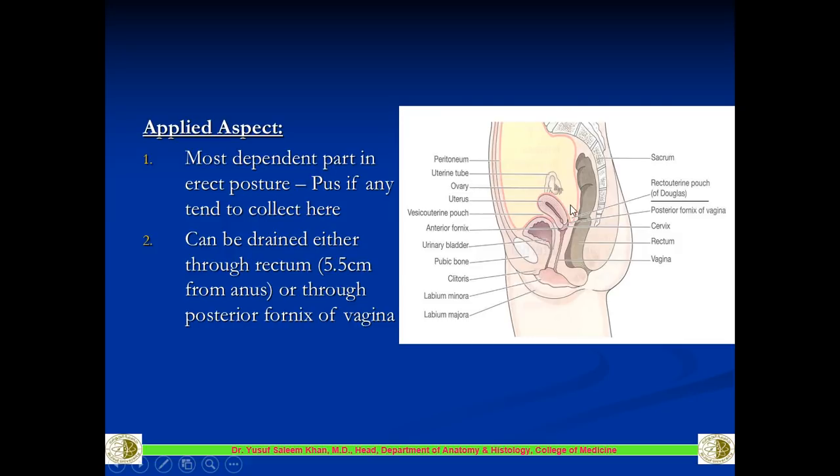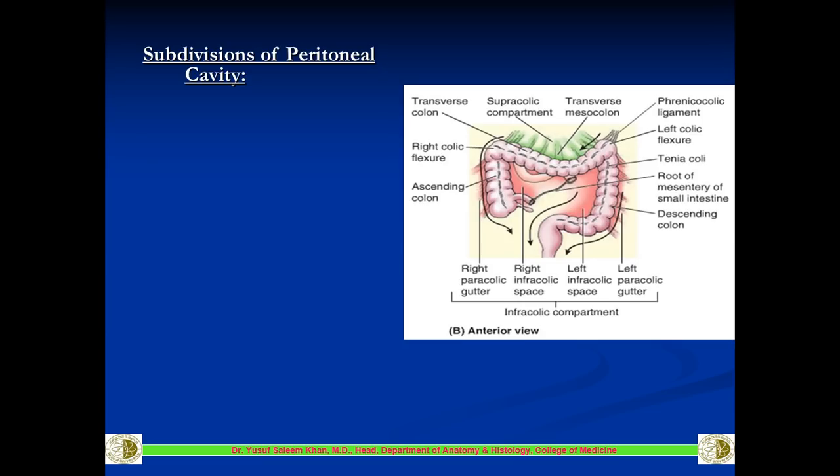So this is the pouch here, rectouterine pouch of Douglas. If there is any infection or pus, it can be drained into the rectum and the anus, or into the vagina by just putting a needle. So this is the importance of this pouch if there is any infection in the abdomen, and if it is in small quantity. Now coming to the divisions of the peritoneal cavity.